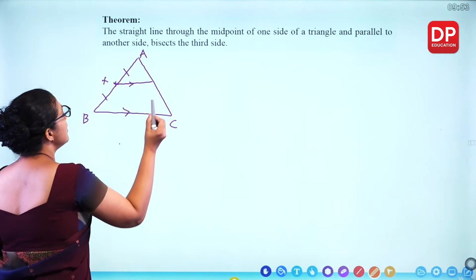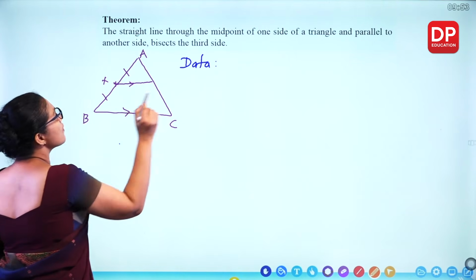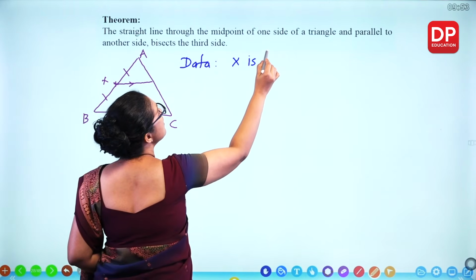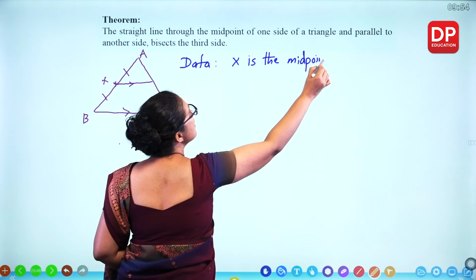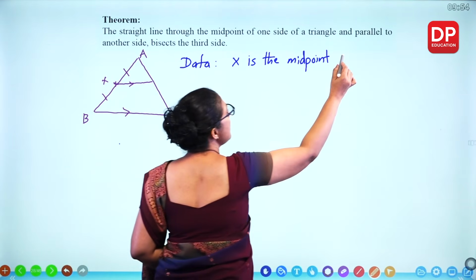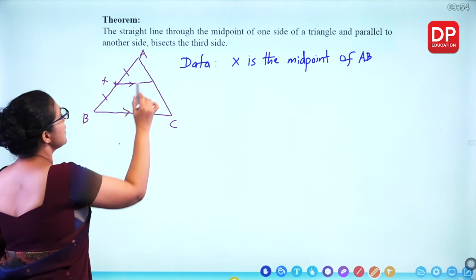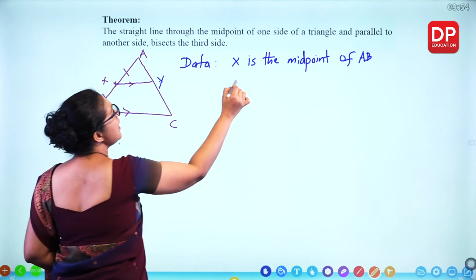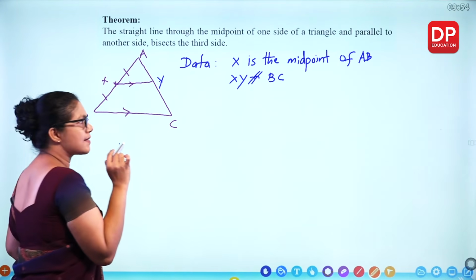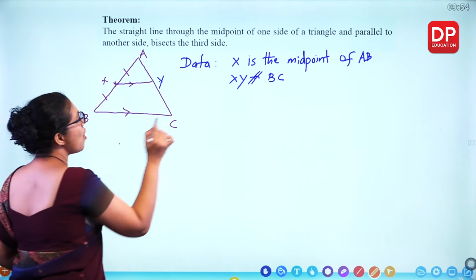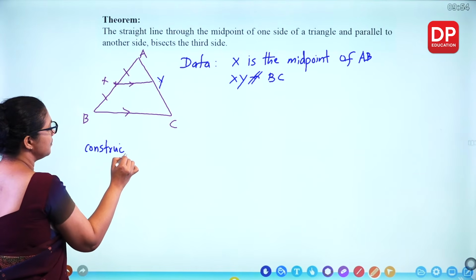So here, what do you know about this? We know X is the midpoint of AB, and also we know if this is Y, XY is parallel to BC. That's given. So we need to draw a construction like before. Can you remember the construction?